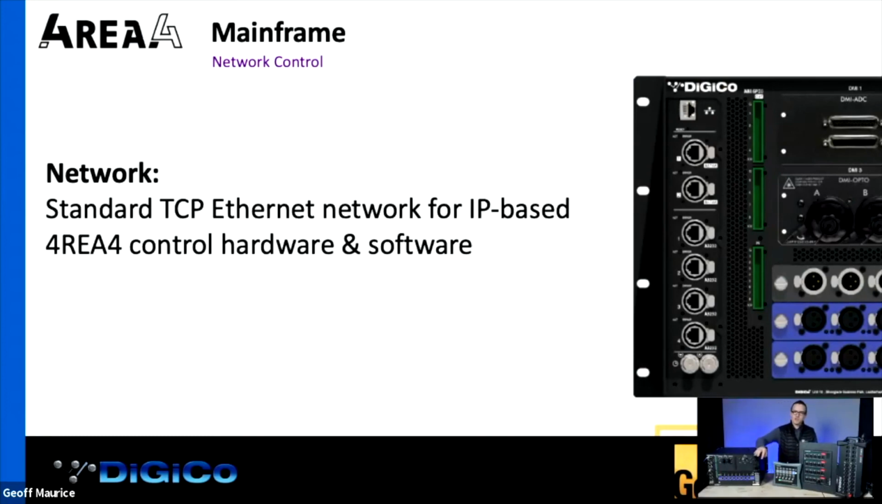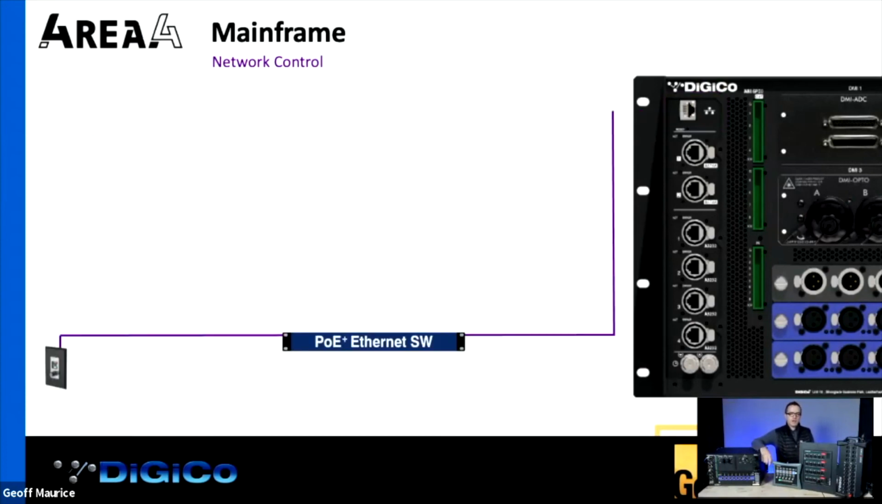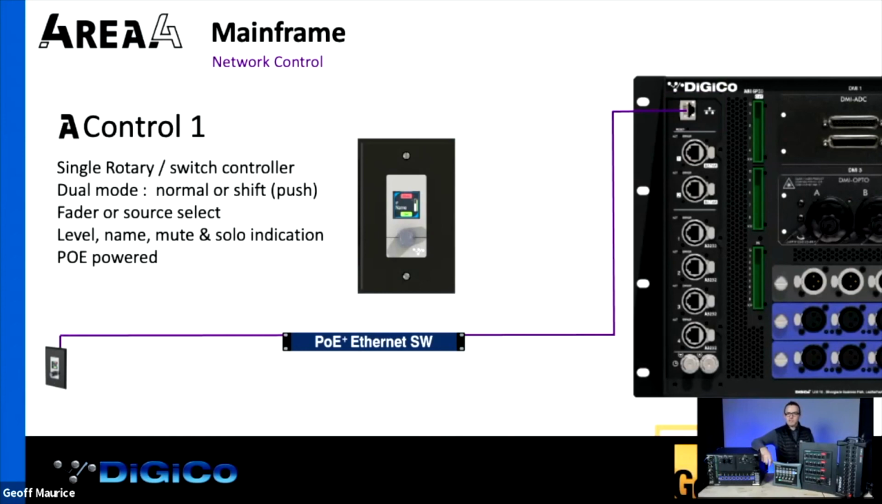On the control side of things, we looked at some of the ways to get audio in and out natively. On the control side, we have our standard network jack that we can tie into. This gives us the ability to bridge in a number of different controllers. Our simplest and smallest is our A-Control 1 unit. This is a dual purpose unit.